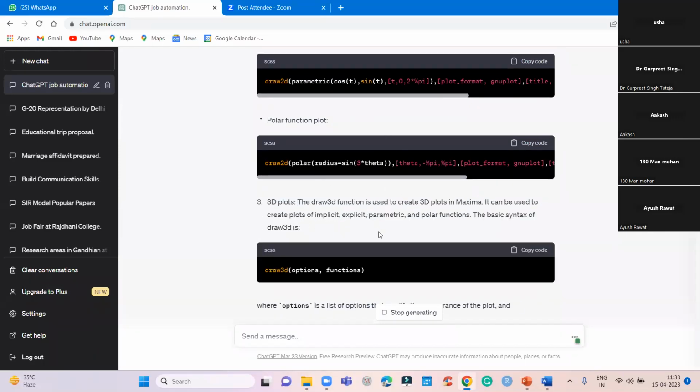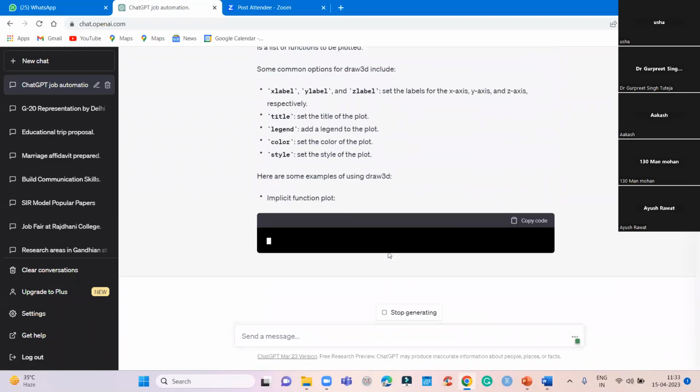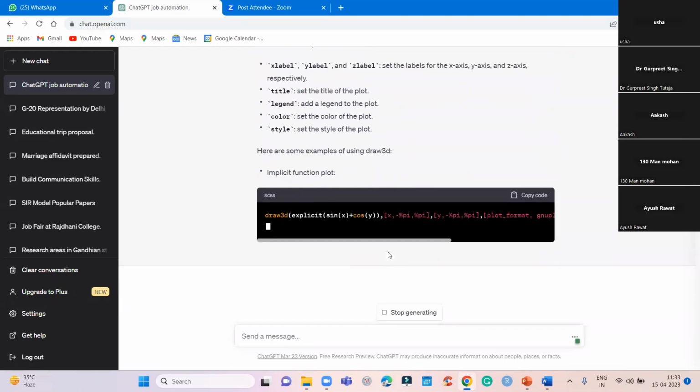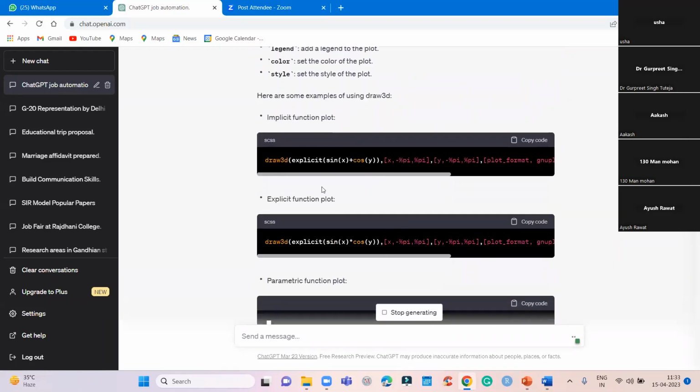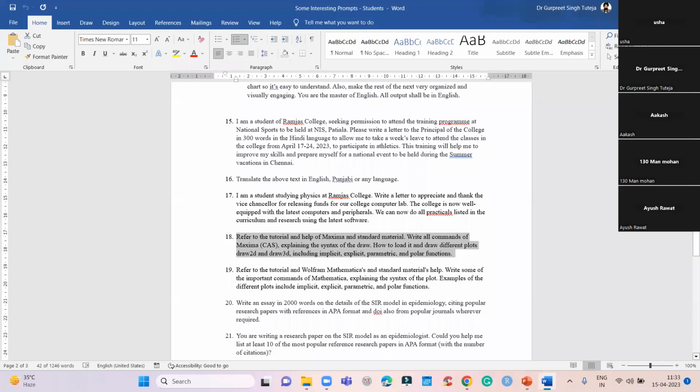I believe that all these commands work. If they don't, then you have to tell it that this command is not working. Please help me, please get me the right syntax. It will try to find out the right one. This is what my students do. They also do this, but I give such questions which they don't find answers to. If your teachers are willing, they can do this. Okay. So those who are doing Mathematica can also pick up such prompts.